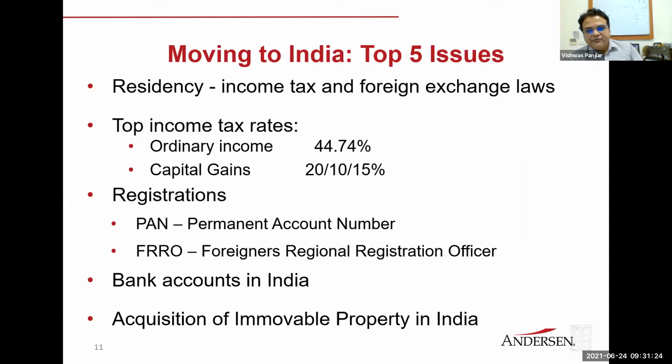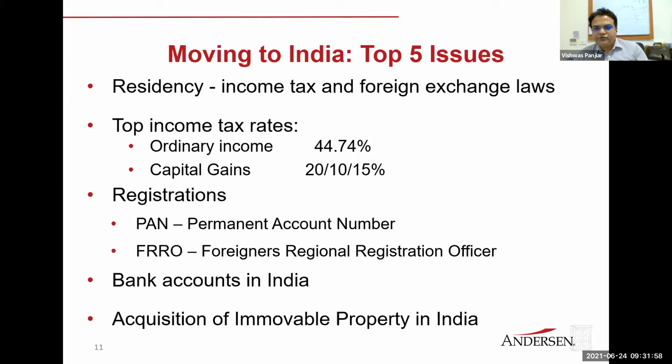There is a special rate for capital gains. Capital gains are gains arising out of alienation or sale of a capital asset. That also depends upon the kind of asset and the length of stay. If you sell an Indian listed security, for example, the tax rate would be as low as 10% if you've held it for over 2 years.